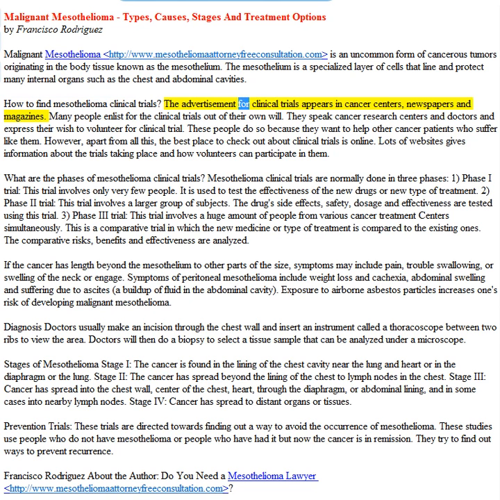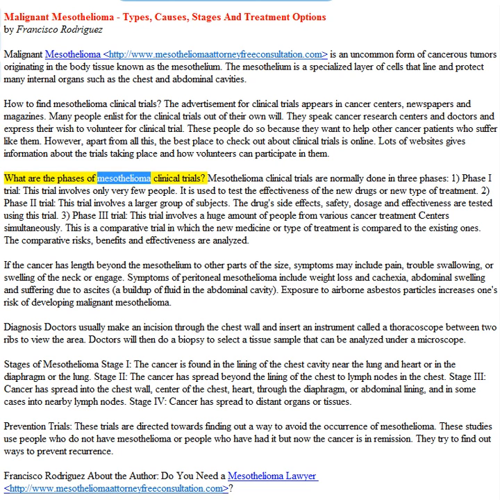How to find mesothelioma clinical trials. The advertisement for clinical trials appears in cancer centers, newspapers and magazines. Many people enlist for the clinical trials of their own will. They speak to cancer research centers and doctors and express their wish to volunteer for clinical trials. These people do so because they want to help other cancer patients who suffer like them. However, apart from all this, the best place to check out clinical trials is online. Lots of websites give information about the trials taking place and how volunteers can participate in them.